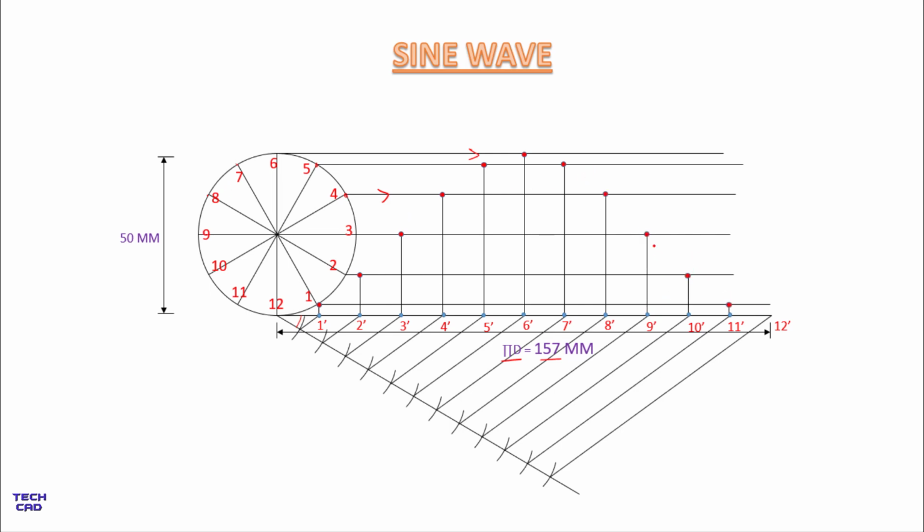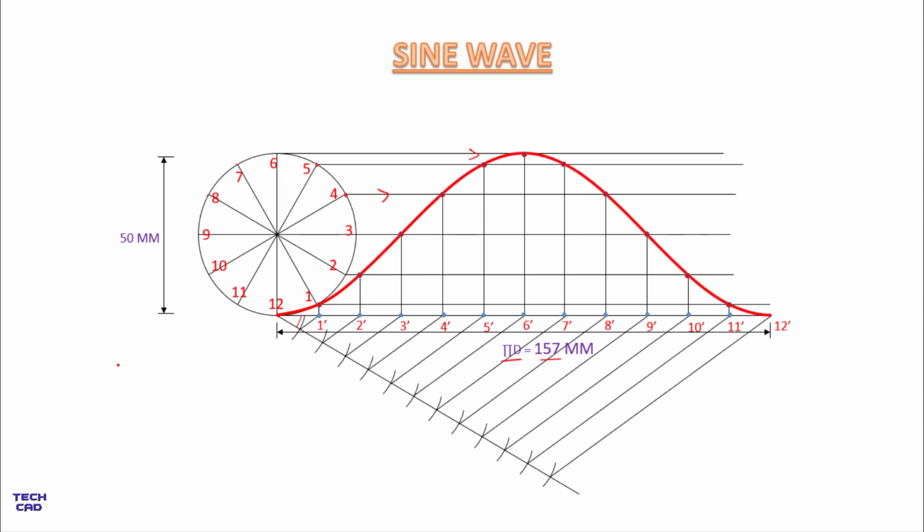In the same way we will take the vertical lines from all the equal divisions of the circumference line up to the lines which are coming horizontally from the points. So now just join these points from point 12 and make a sine curve or sine wave like this.